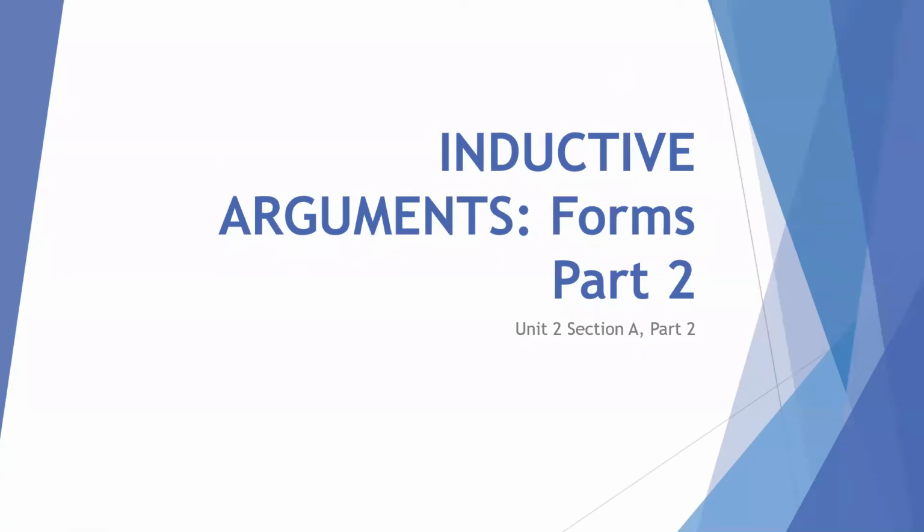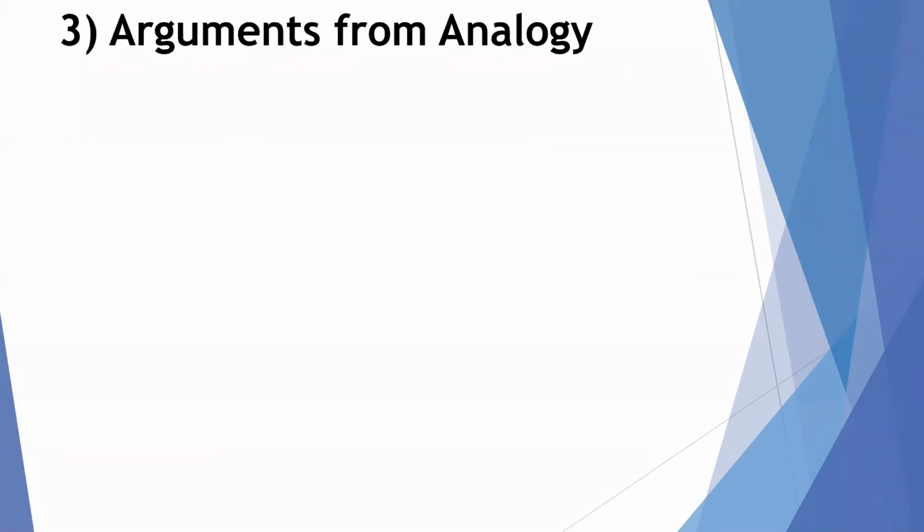This is part 2 of our investigation of specific argument forms with inductive reasoning. In the first part, we considered statistical syllogisms and inductive generalizations. We'll pick up with the numeration from there. And so our third argument form is that of an argument from analogy.